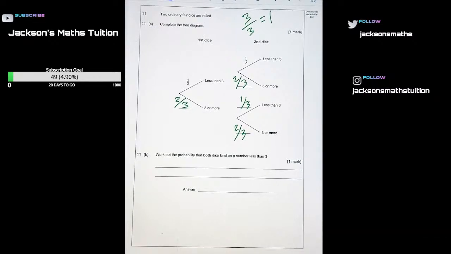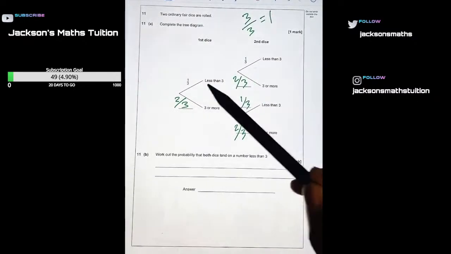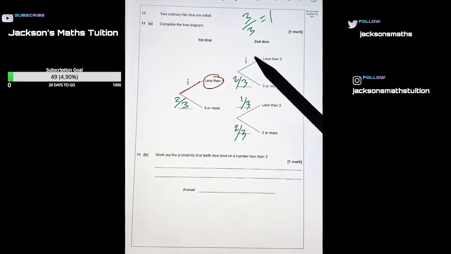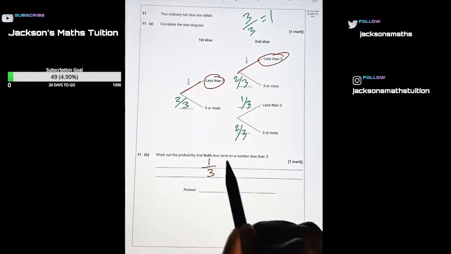Okay, that's 1 mark. Abigail, this is higher, but these are some of the crossover questions that are also on the foundation paper. Work out the probability that both dice land on a number less than 3. If we're looking for less than 3, we're looking for this branch of the tree diagram, 1/3. And over here, both have to be less than 3, 1/3 and 1/3. So you're just going to multiply those two.